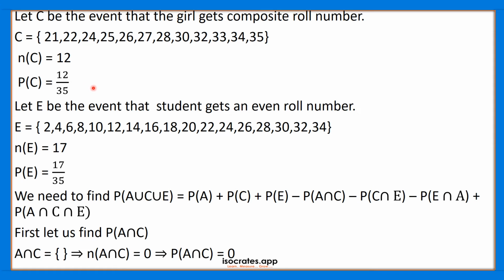Let us take the next event, that the student gets an even roll number, to be E.